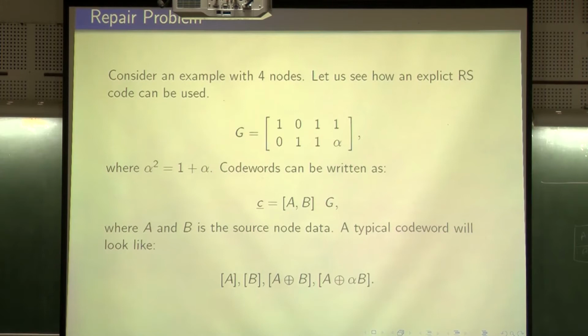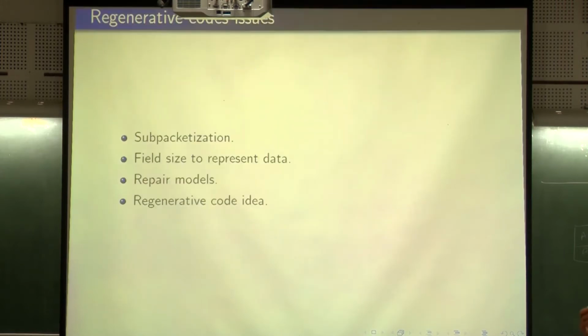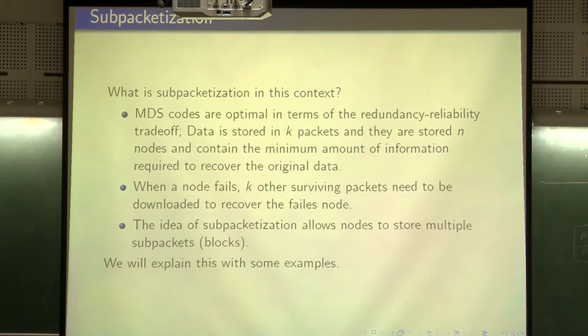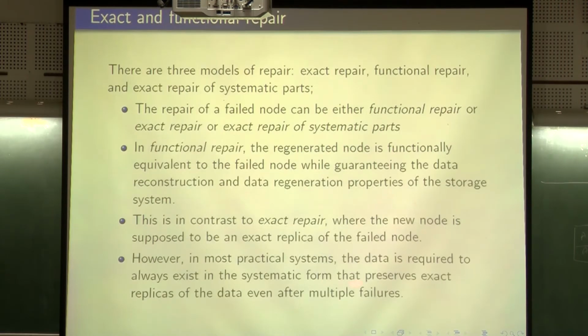I will probably mention this idea in another way as we go through. That's what is given here. In functional repair, the new node is functionally equivalent to the failed node, while guaranteeing that data reconstruction is possible. In contrast, in exact repair the new node is supposed to be an exact copy. Most practical systems will actually choose to preserve exact replicas of the data.